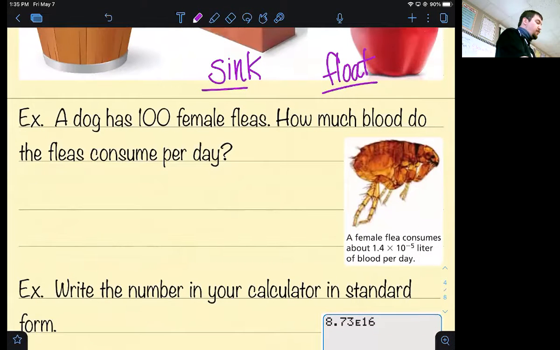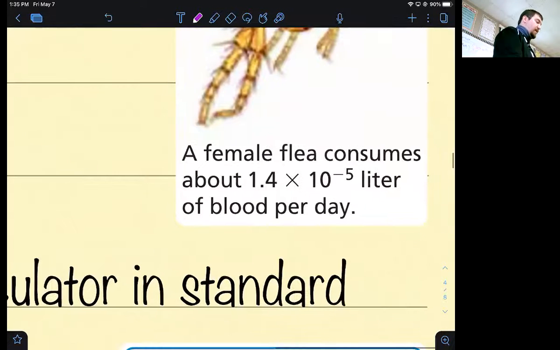A dog has 100 female fleas. How much blood do you think the fleas consume per day? The average female flea consumes about 1.4 times 10 to the negative 5th liters of blood per day. Now, I could change this problem and make it a lot easier and ask why you're measuring the blood in liters when you're talking about fleas. They're not going to suck that much. That's why it's 10 to the negative 5th. A liter's pretty big. Because they're using a big object to measure the blood in, and the flea is very small, it's going to be a very, very small portion of that liter.